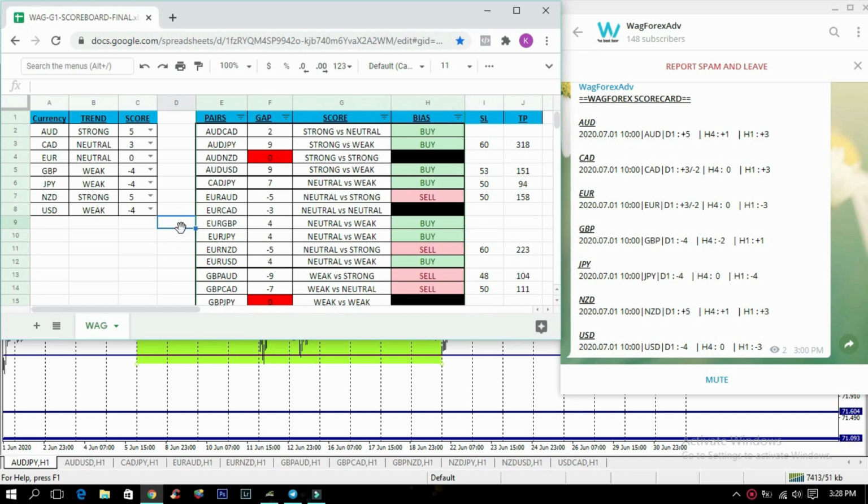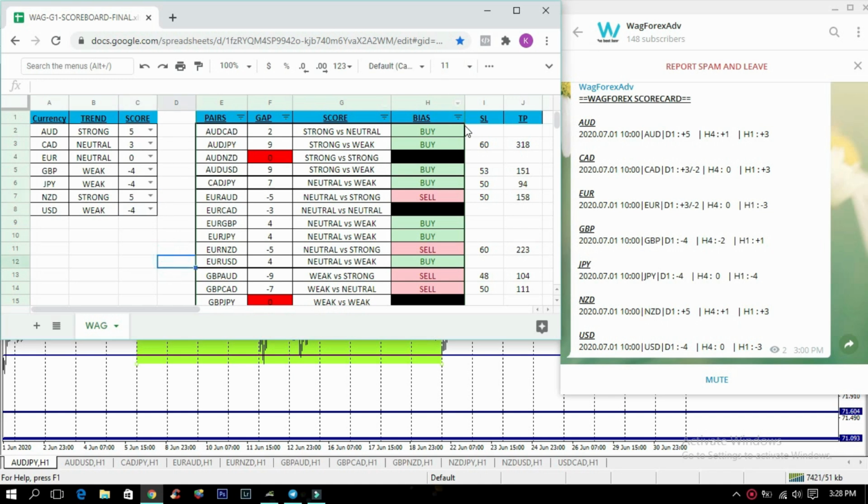So, ilipat muna natin yung scorecard dito sa ating Excel. So, for AUD, positive 5. CAD, positive 3. Euro, 0. GBP, negative 4. JPY, negative 4. NZD, positive 5. USD, negative 4.